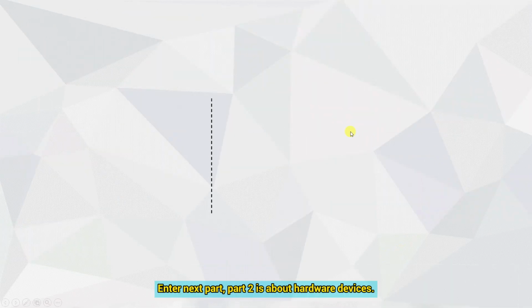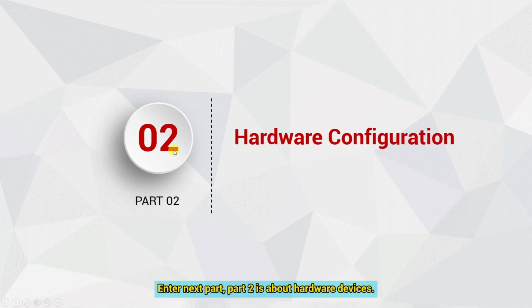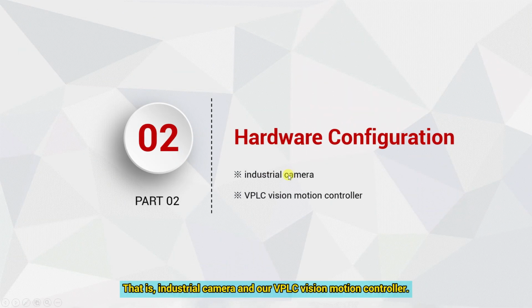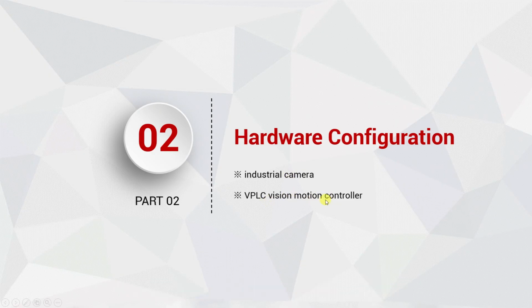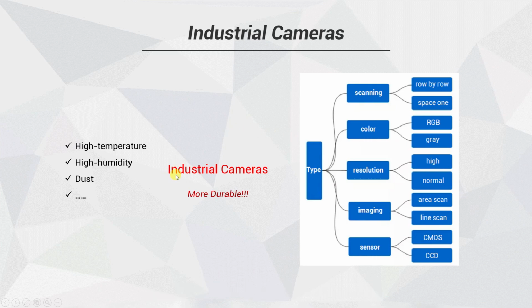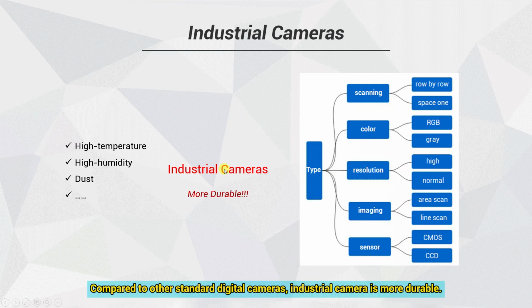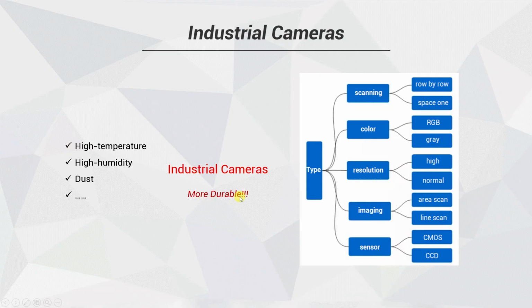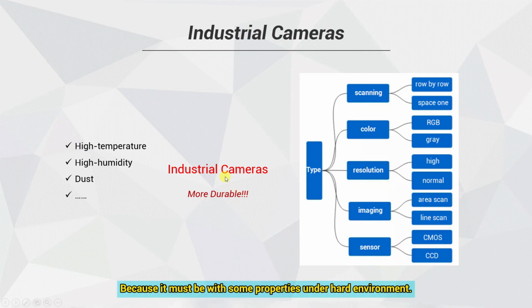Enter next part. Part 2 is about hardware devices. That is, industrial camera and our VPLC Vision Motion Controller. As mentioned above, graphic collecting is initial step. It is done by industrial camera. Compared to other standard digital cameras, industrial camera is more durable. Because it must be with some properties under hard environment, such as high temperature, high humidity, dust, etc.